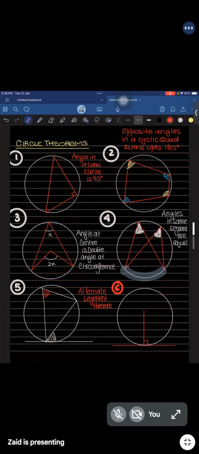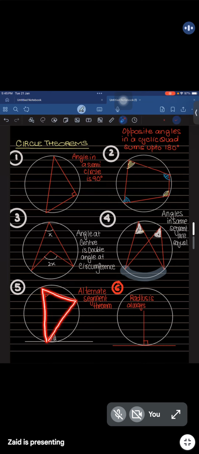Sir, over here in the fifth one, you wrote alternate segment theorem. Do you mean they're perfectly aligned, that they're equal? Yeah, exactly, they're equal, and this is basically the alternate segment. So this angle and this angle are going to be equal. Okay, sir. Radius is always perpendicular to tangent.